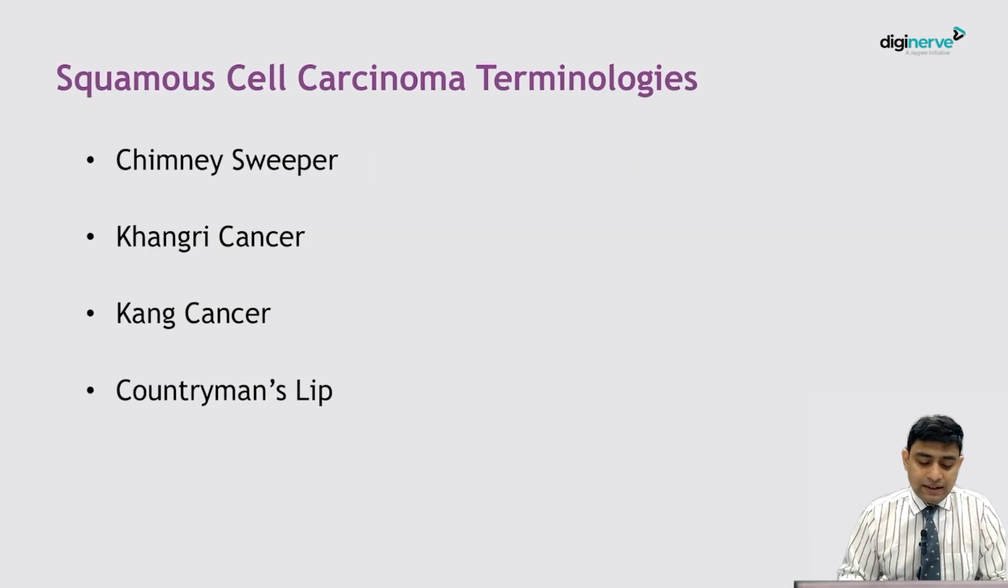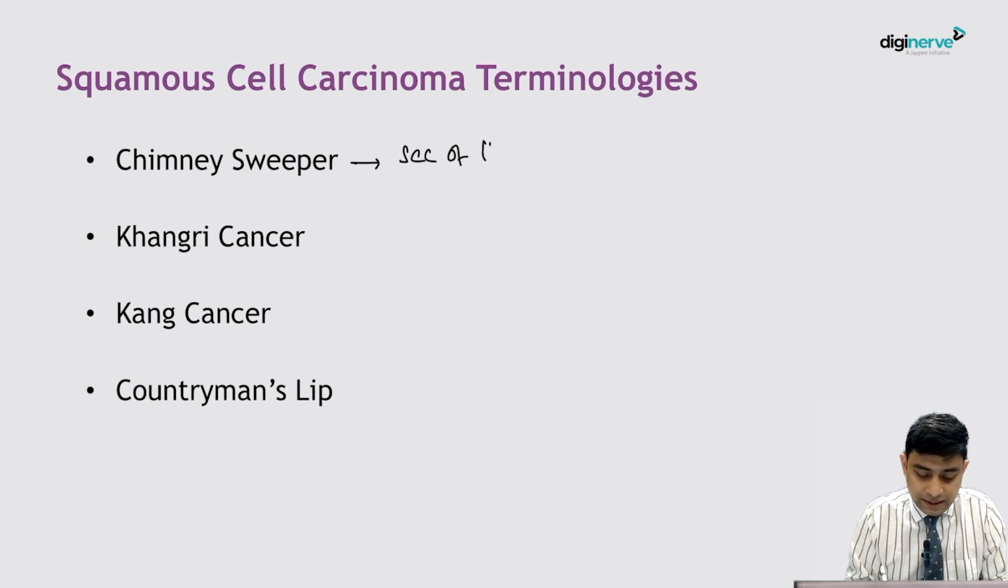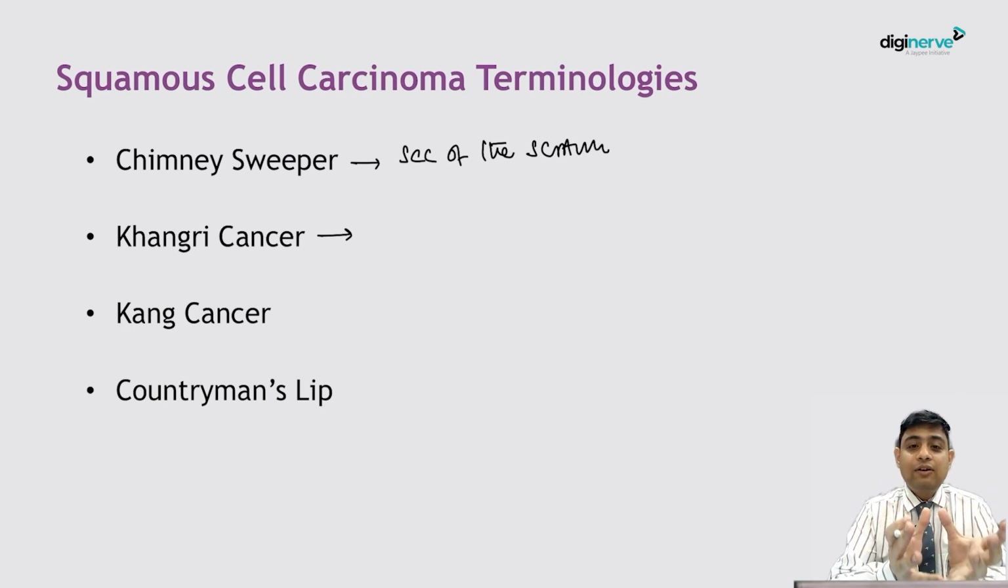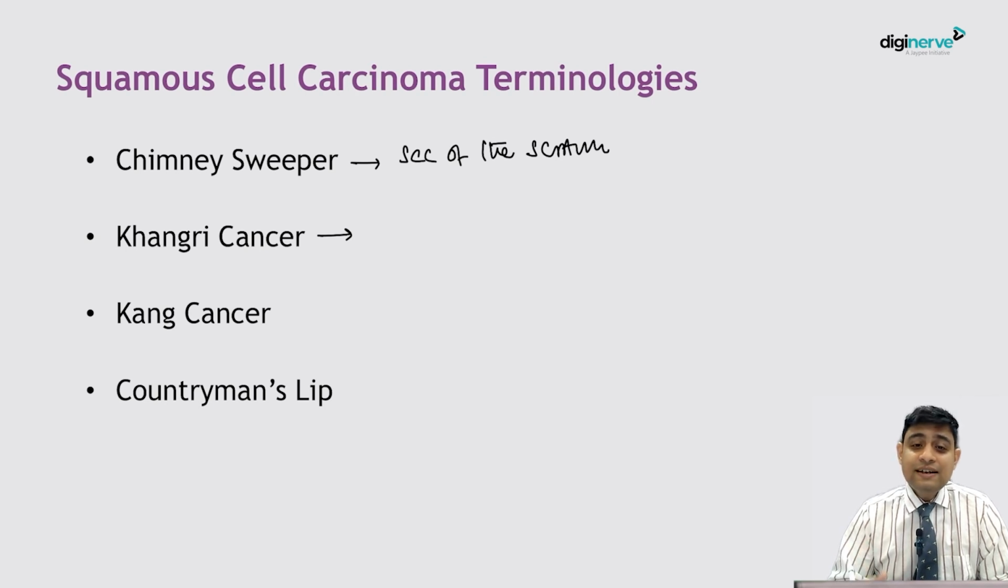Okay, now there are various terminologies of squamous cell carcinomas in various parts of the globe. Chimney sweeper's disease is squamous cell carcinoma of the scrotum. Kangri cancer is seen in people in Leh and Ladakh, they tend to sleep with a bag of hot coal, rather a metallic pot with coal in it, which basically gives them heat. Now that causes squamous cell carcinoma over the abdomen and over the skin of the body. That is called Kangri cancer, because the thing that they use is called a Kangri.